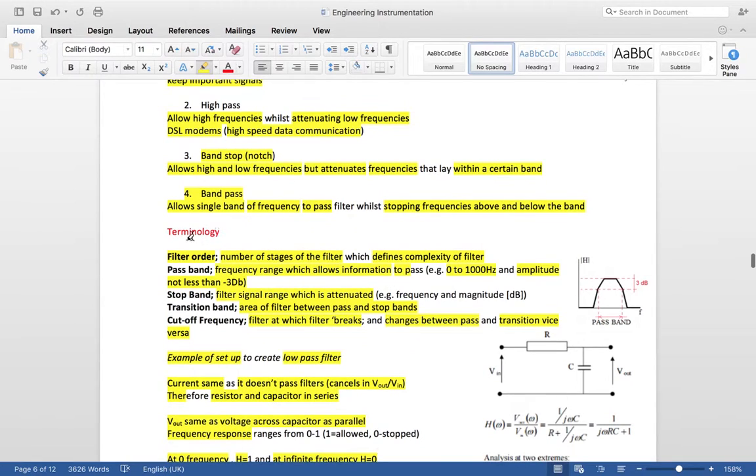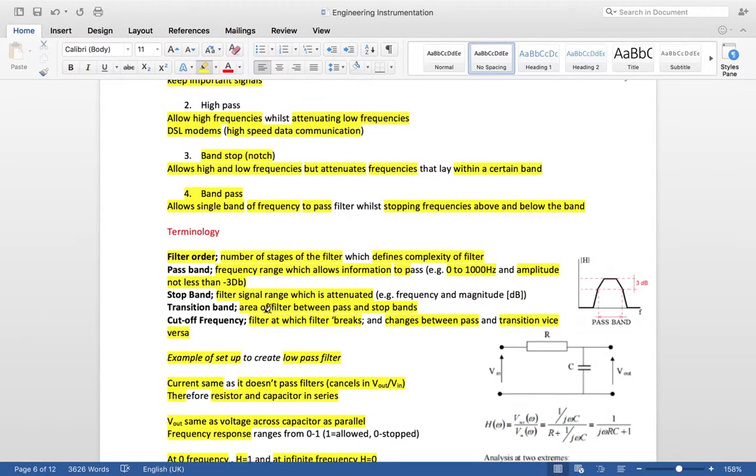And this is the basic terminology that you need to know. Filter order means the number of stages of the filter, and it defines the complexity of a filter. The pass band is the frequency range which allows information to pass. It's between 0 and 1000 hertz, and the amplitude is not less than 3 decibels.